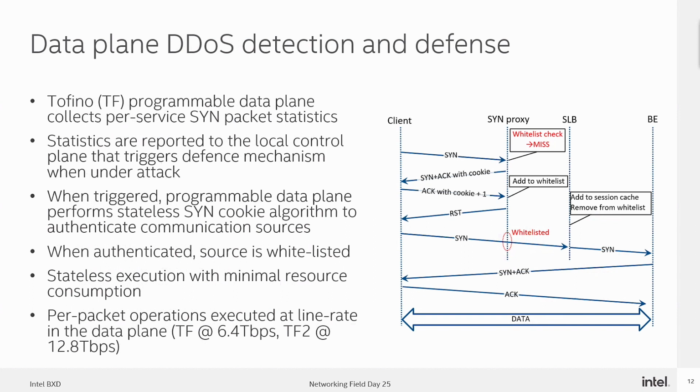The rest would be ignored. The algorithm is stateless and it consumes very little resources, and it runs at the speed of the switch data plane, which is up to 6.4 terabits for the first generation of Tofino and up to 12.8 terabits for Tofino 2.